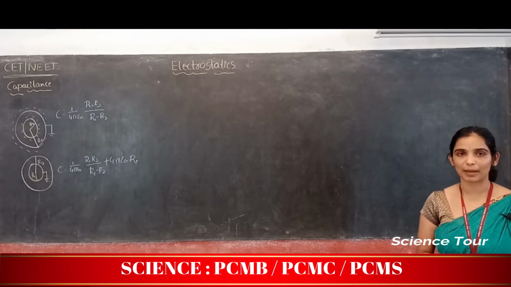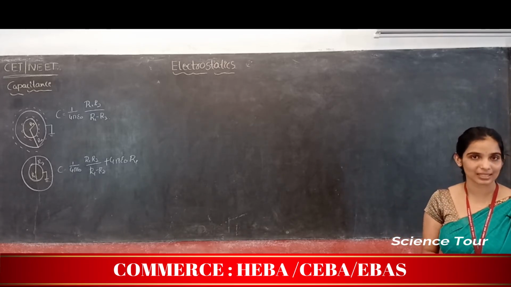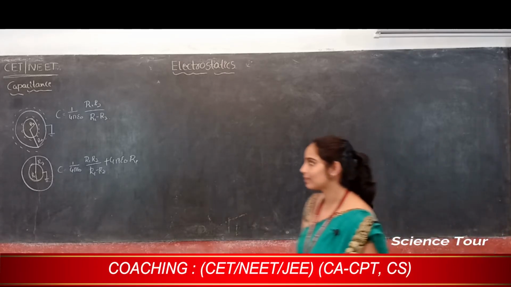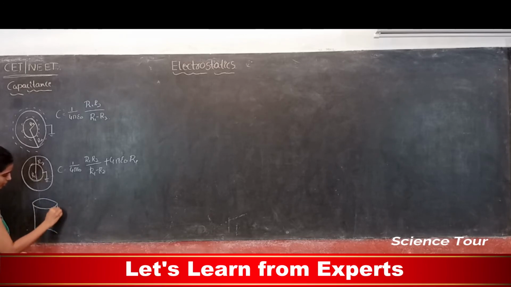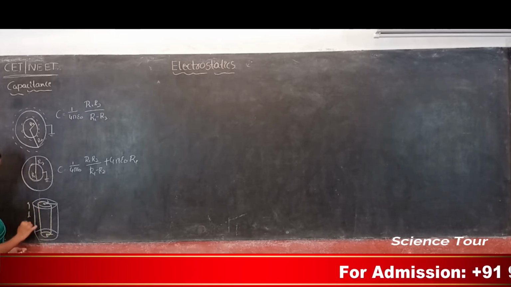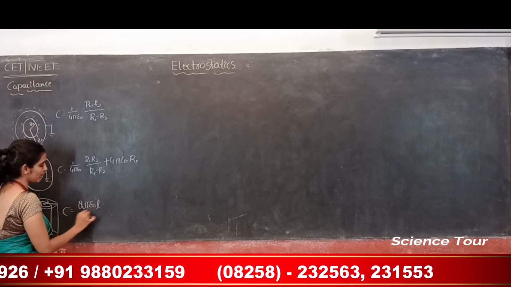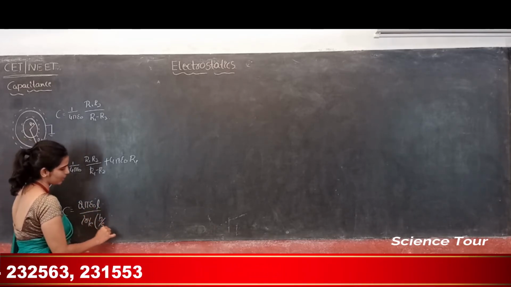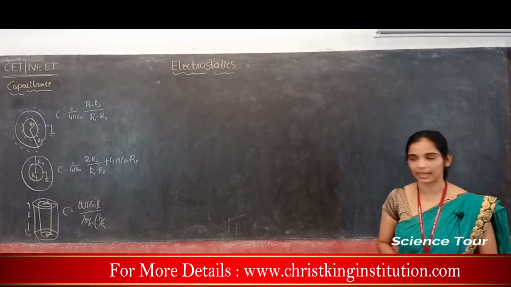You can also have a cylindrical capacitor which is coaxial, with the inner cylinder having a radius A, the outer cylinder having a radius B, and both having the same length L. In this case, the capacitance will be 2 pi epsilon naught L divided by log base e of B by A, where L represents the length of the cylinder.